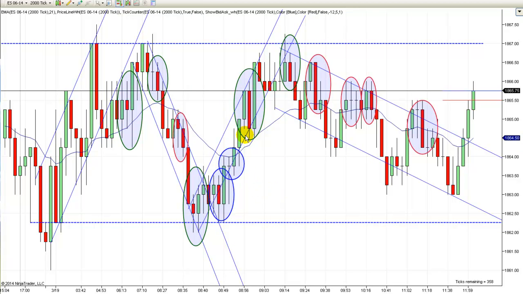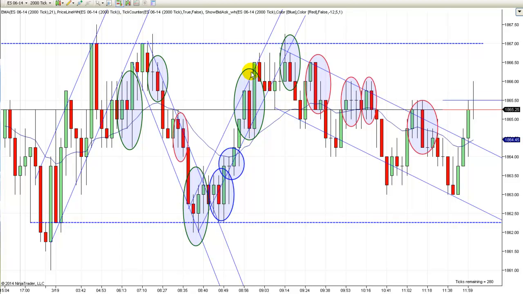Then you get a failed second entry short. Notice the new low, first entry short, pullback, second entry short. But notice how big this bar is. This is another one. When it breaks out, you're so close to these previous highs that you just about have to use a limit order here.